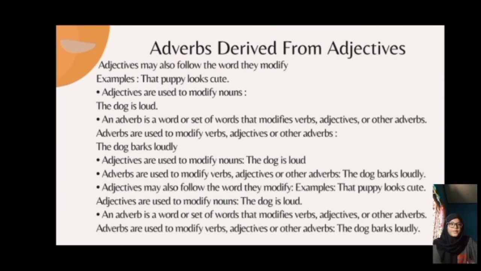Next is adverbs derived from adjectives. Adjectives may also follow the words they modify. Example, that puppy looks cute. Next, adjectives are used to modify nouns. For example, the dog is loud. An adverb is a word or set of words that modifies verbs, adjectives, or other adverbs. Adverbs are used to modify verbs, adjectives, or other adverbs. For example, the dog barks loudly.